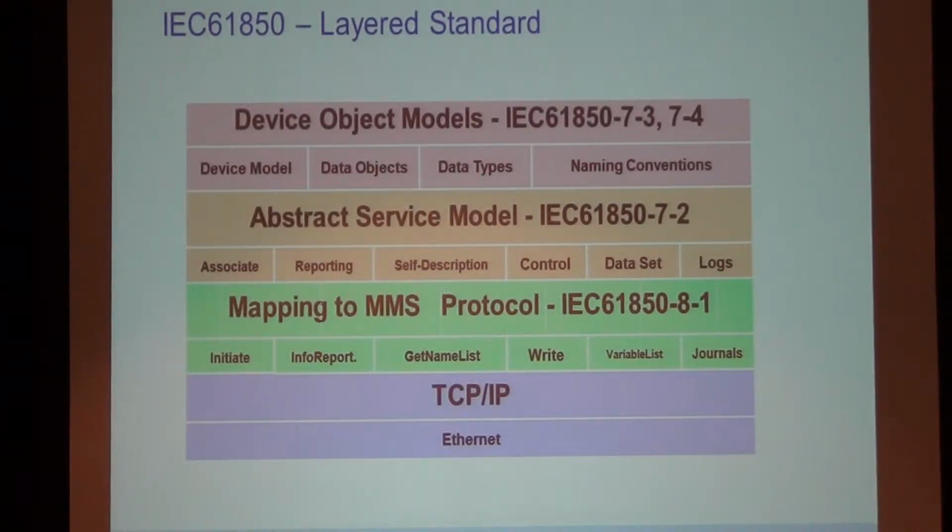The standard itself is layered into an abstract definition of object models followed with services that are used by clients and servers to exchange data using that model. And then there's a mapping of those abstract contexts to a specific protocol. The first protocol it's mapped to is 8.1. It's the MMS protocol per ISO 9506. And that's what people communicate with over the wire.